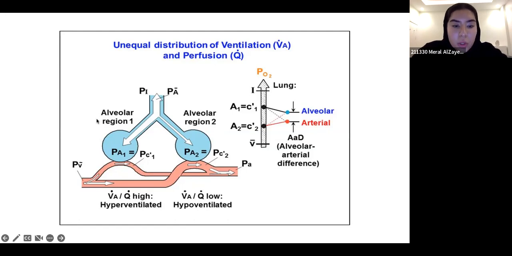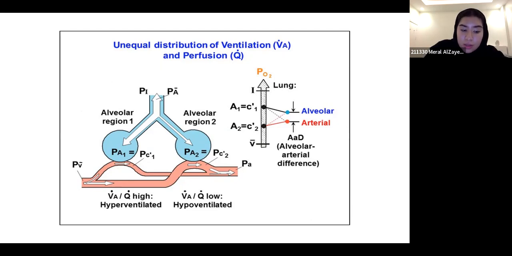Okay, so I want you guys to focus on the left diagram. Look at alveolar region 1, okay? Here we have high ventilation, and this is represented by this large arrow taking in oxygen from outside to the alveoli, or in this case, one alveolus. Here we have high ventilation, but we have low perfusion. Do you see the artery that goes to this alveolus? It's very thin, okay? So this means that we have high ventilation and low perfusion.